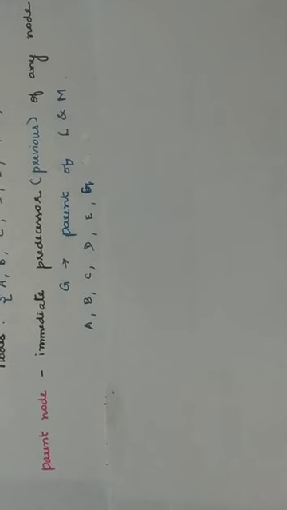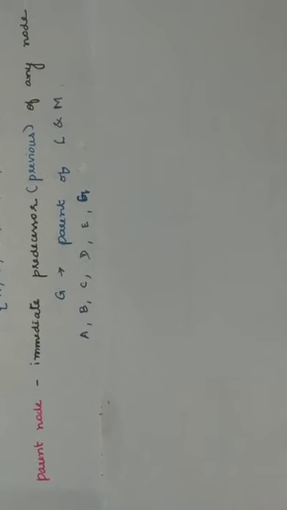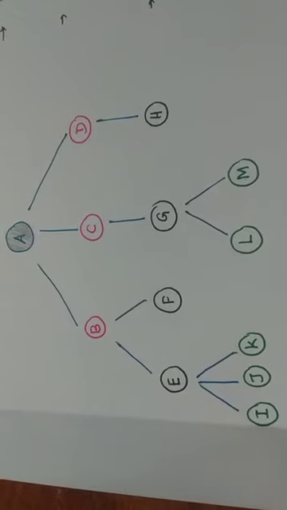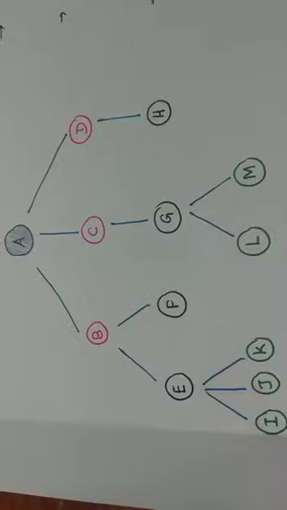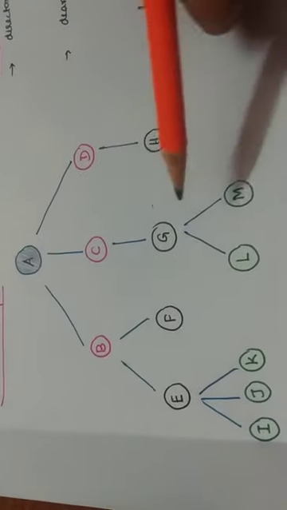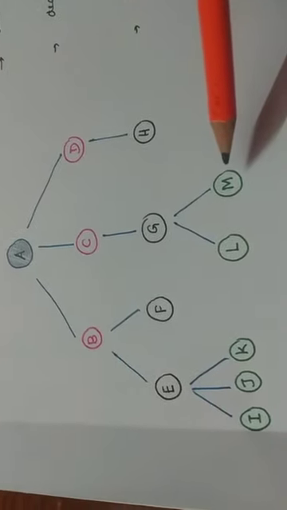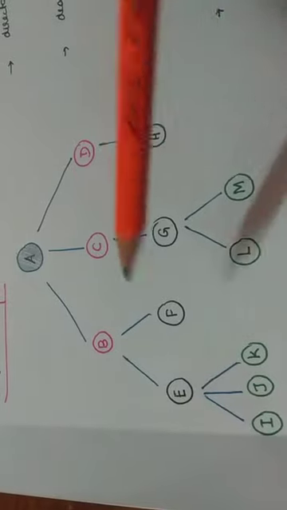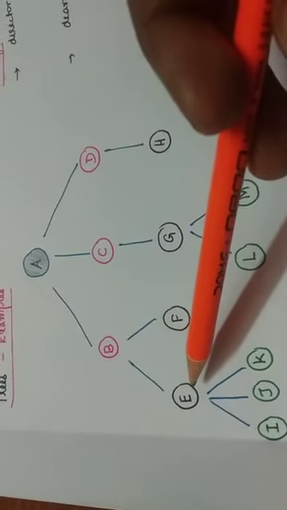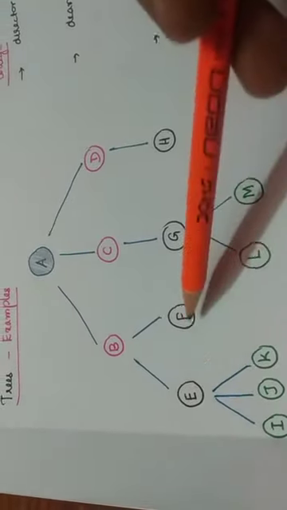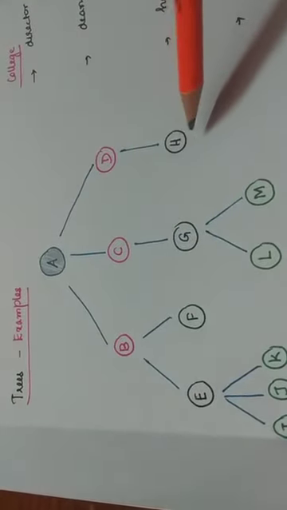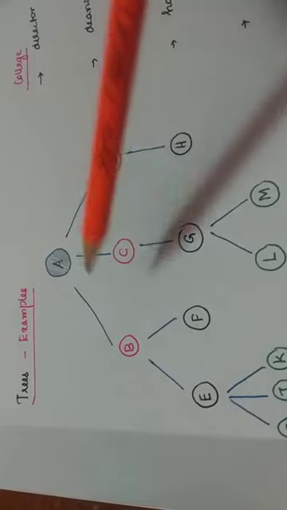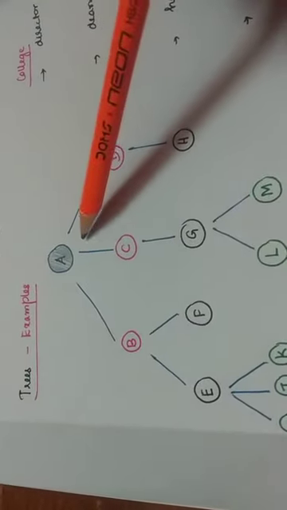Parent node is an immediate predecessor, in the sense the previous node, of any node. Like G is a parent of L and M. For I, J, K, E is the parent. For F, B is the parent. For G, C is the parent. For H, D is the parent. And for B, C and D, A is the parent node.